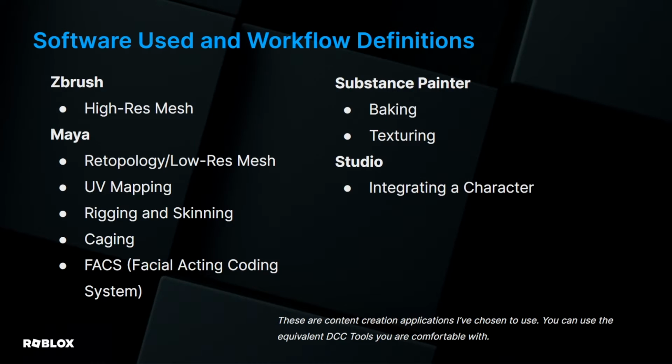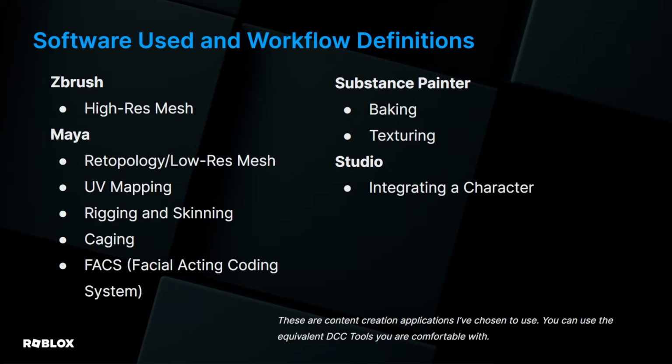ZBrush is where you create your high-resolution mesh by sculpting a subdivided mesh. Maya, modeling: create a low-resolution mesh by retopology that's game-ready from your high-resolution mesh. UV mapping: the flat surface representation of a 3D model used to wrap textures. Rigging: creating a skeleton for a 3D model so it can move. Skinning: binding the actual 3D mesh to the joint setup you created.